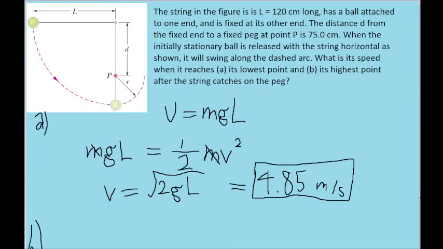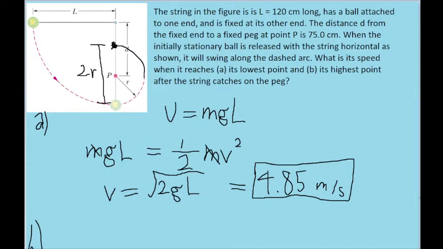In part B, we're looking for the speed of the ball after the string has caught on the peg, causing the ball to swing around up to its highest point. Which I guess would be around here, which would be a total height of about twice the radius, or 2r.